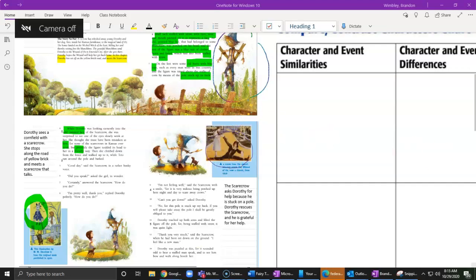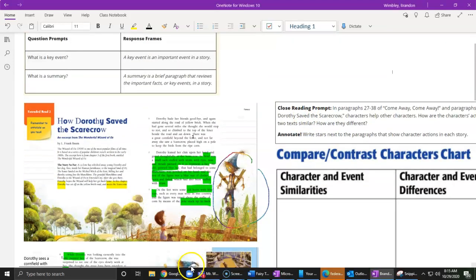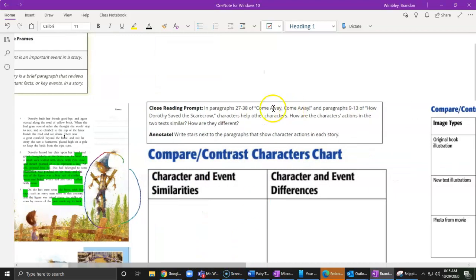Because if you remember, Peter Pan is what we read last week, and there are some similarities and differences between our characters. So we're going to analyze a section of Come Away, and this week we're going to analyze a section of How Dorothy Saved the Scarecrow. We're going to compare and contrast the actions of the characters in these two readings. So this is going to be our focus prompt that we're going to specifically look at.